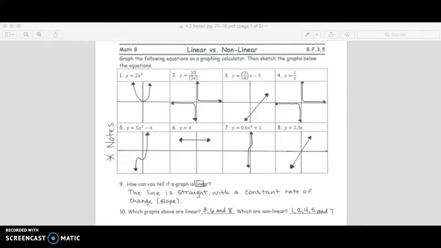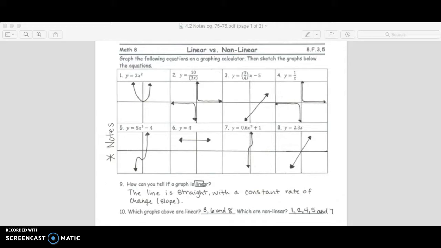Section 4.2, we have the notes on page 75. The assignment is on the back on page 76. And we're talking about linear versus nonlinear. So the instructions are to graph the following equations on a graphing calculator, then sketch the graphs below the equations.